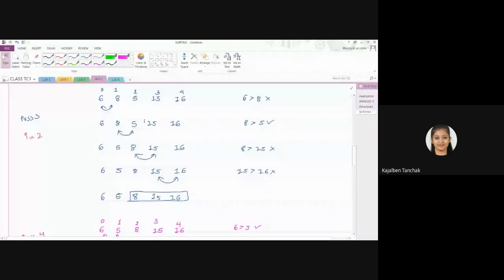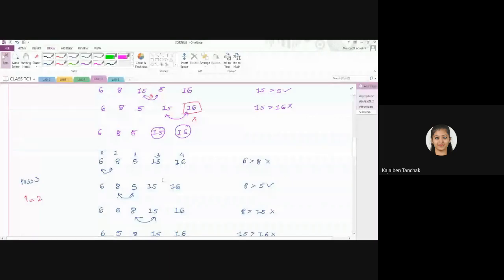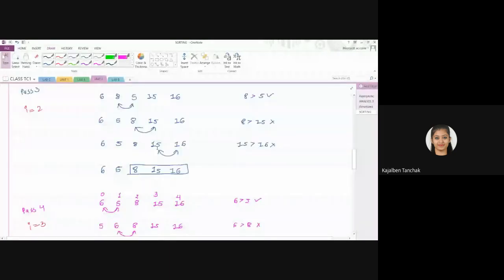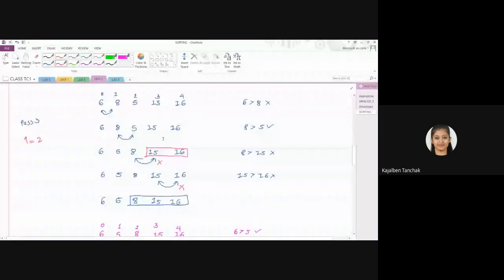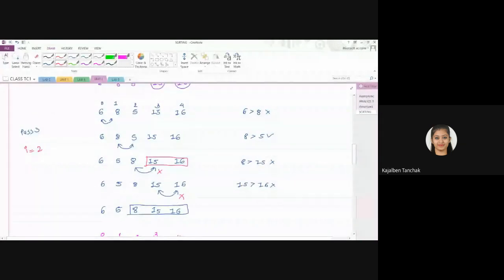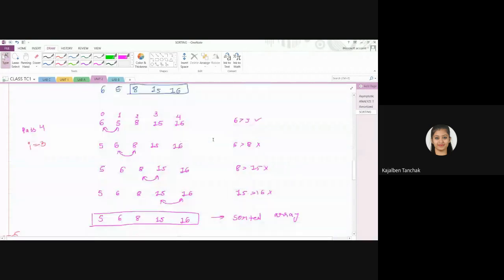Once you find out in the second pass, we have fixed the position of 15 and 16, right? So you find out that your 15 and 16 position will not be changed. So is it necessary to compare 8 with 15? No. Is it necessary to compare 15 with 16? No. So you can discard it, right? So the number of comparisons you made is 2, right?